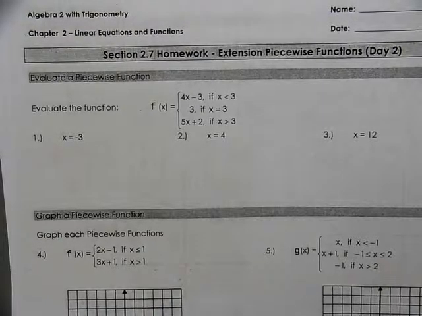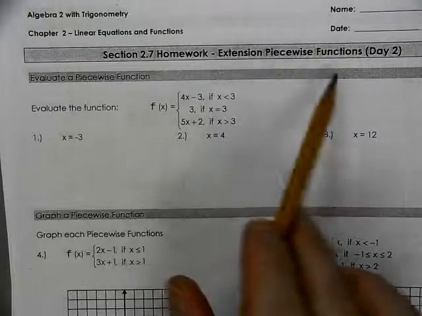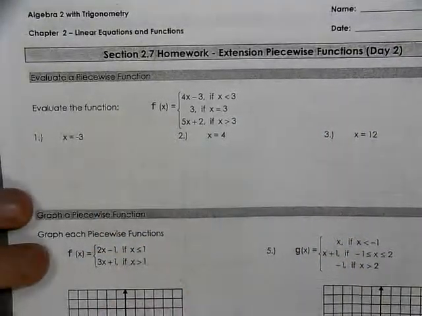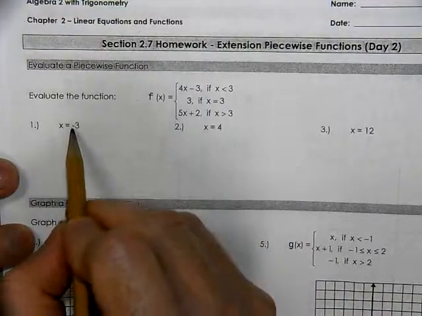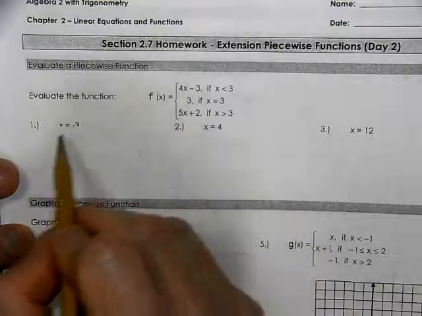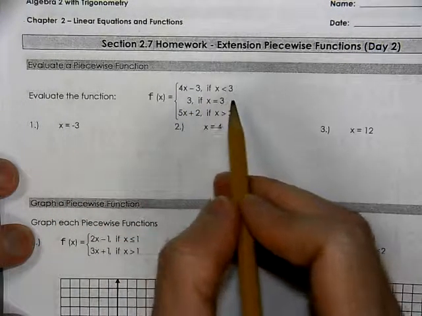This is Algebra 2 with Trig, second day piecewise homework. Okay, we're going to work with the evaluations. So we're trying to figure out which of these functions negative 3 goes into.